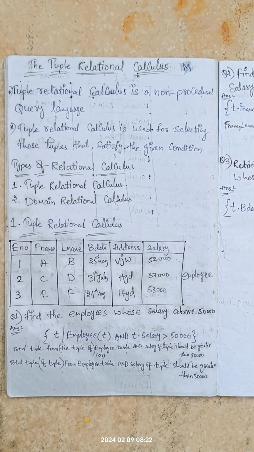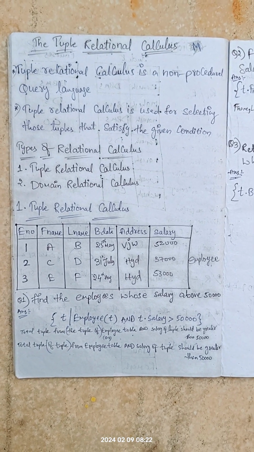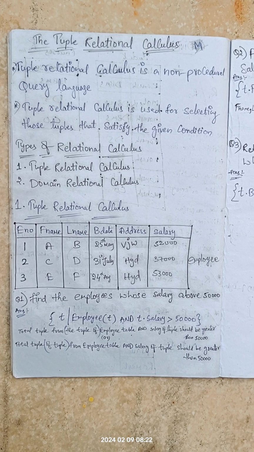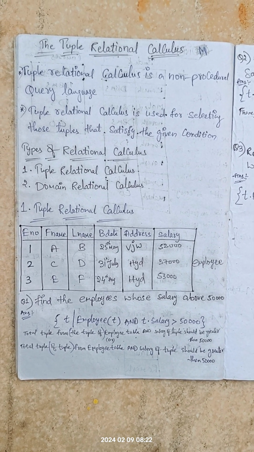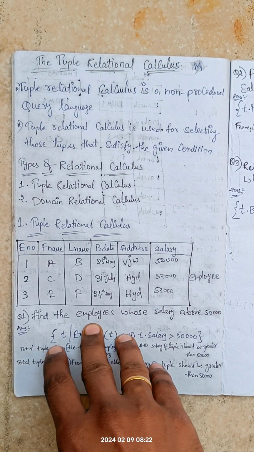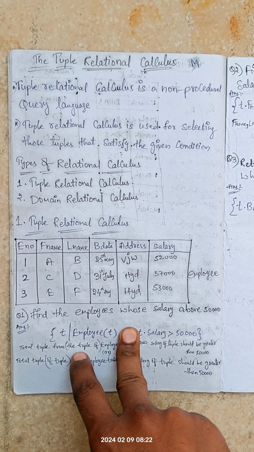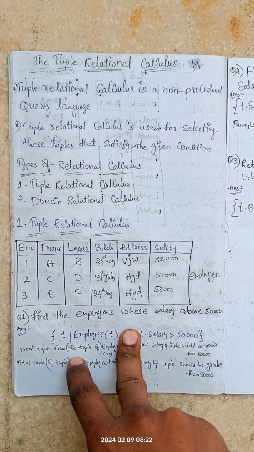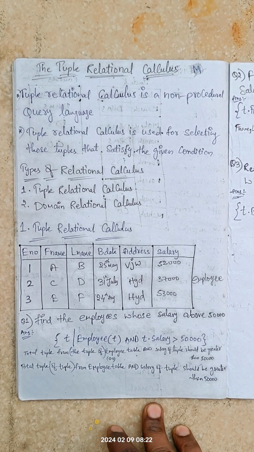Get me all the employees. Suppose, get me all the employees whose salary is above 30,000, like that. Then you will extract those employees. Suppose 100 employees are working in a company. If you write this query, and suppose in those 100 employees, 50 employees are getting a salary above 50,000, then you will get the details of those 50 employees.